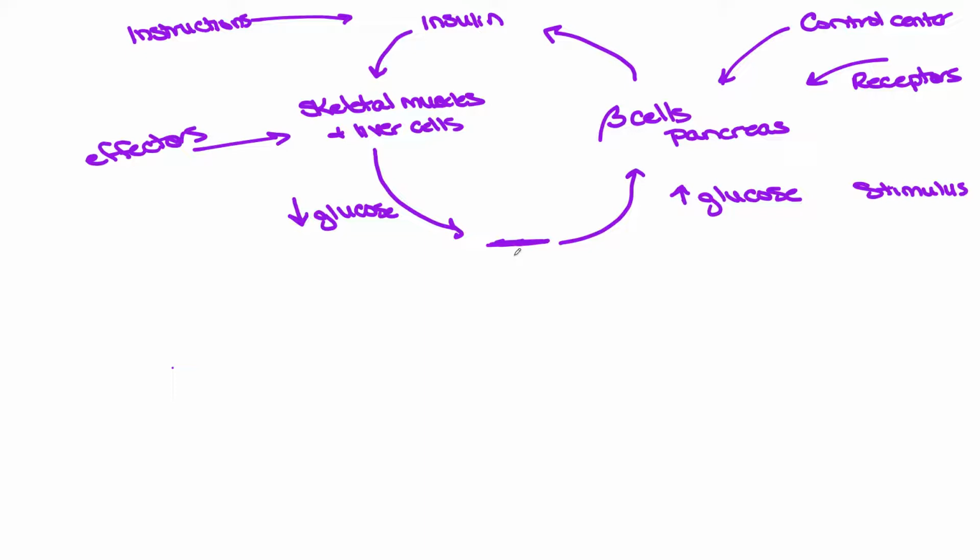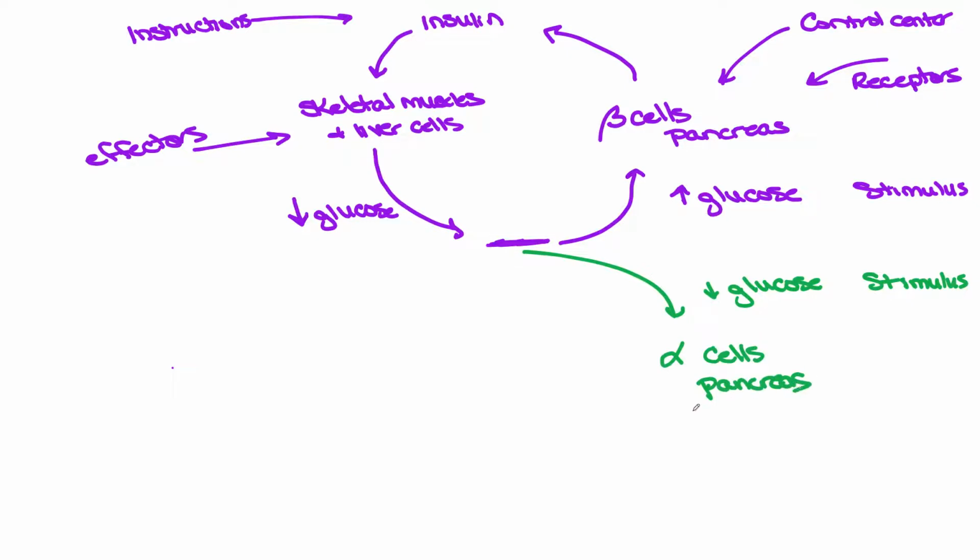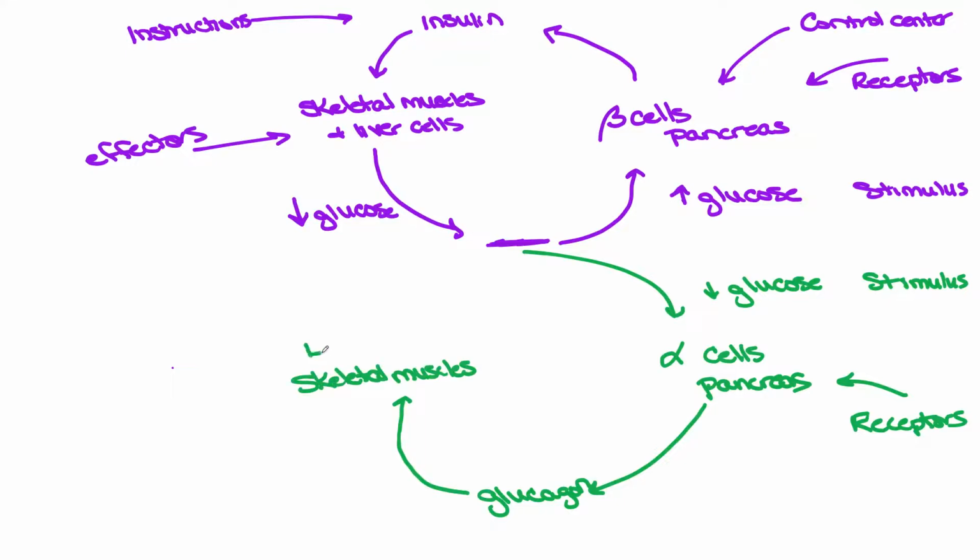As we maybe haven't eaten in a little while and our blood glucose level continues to fall, you're going to have a decrease in your blood glucose levels. Again, any change in a monitored value is a stimulus, and the stimulus is going to act on the alpha cells of the pancreas and cause them to trigger, because they are the receptors for this. The alpha cells of the pancreas are going to produce a hormone called glucagon. And glucagon is going to act on the effectors, which are the skeletal muscles and liver cells.